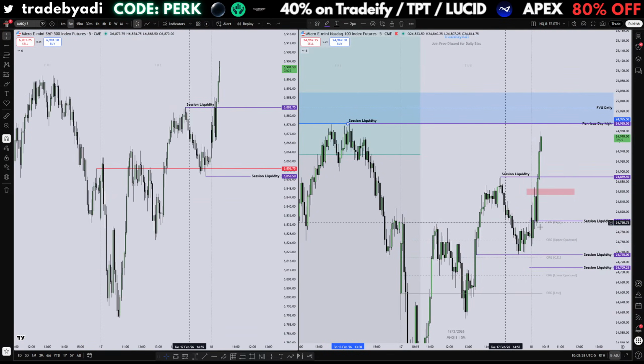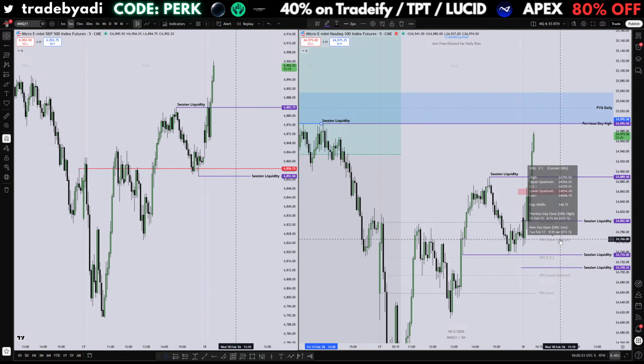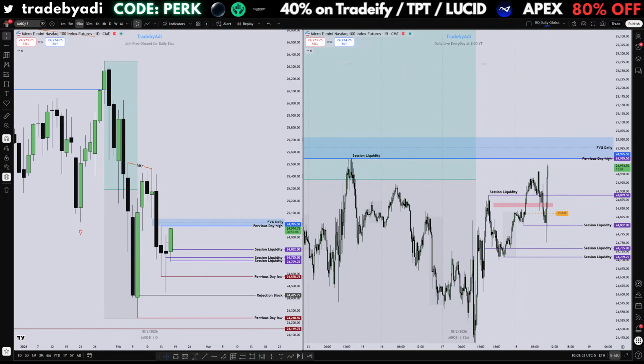And we have not taken out any kind of liquidity in RTH. That is the most important thing. You have to keep in mind that for sells to go up, price has not taken out any sell side liquidity. And here we go.